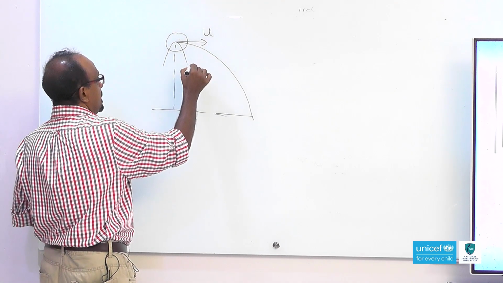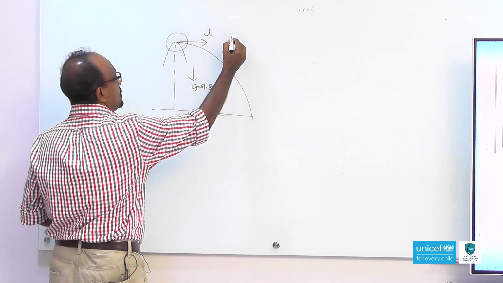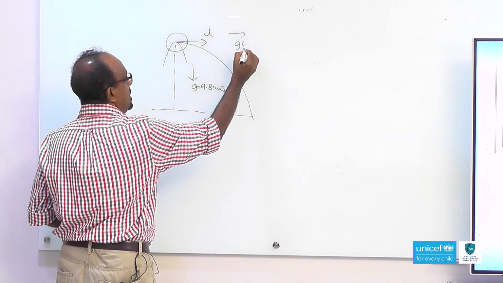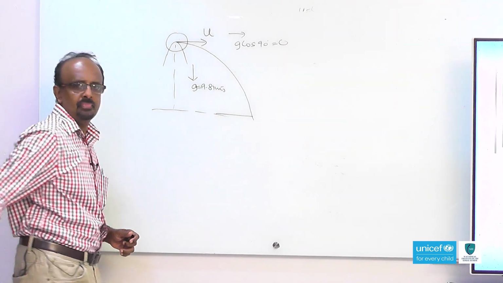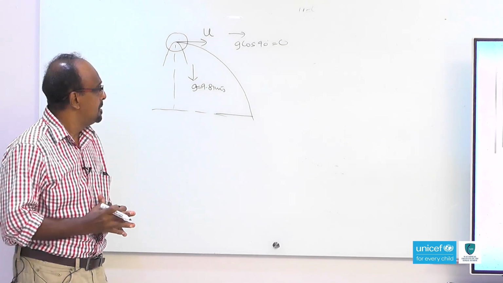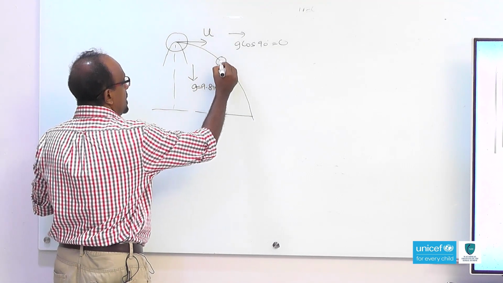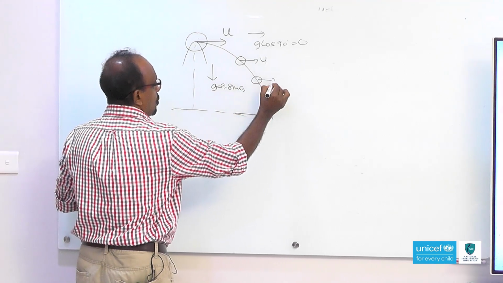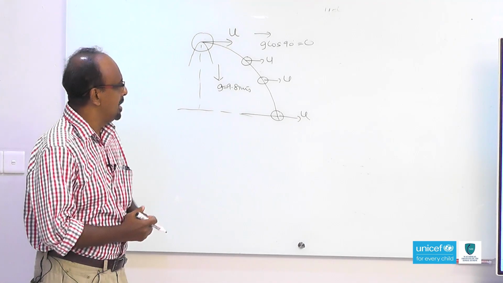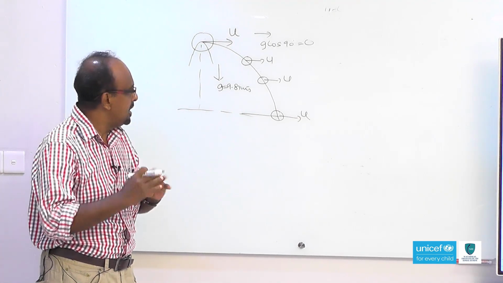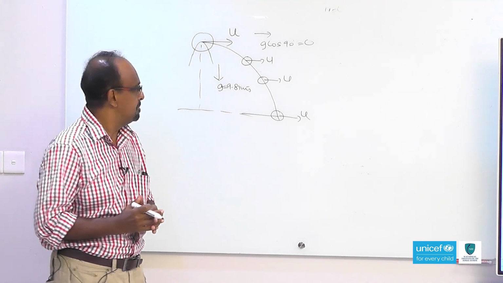We know that the downward acceleration is 9.81, then the horizontal acceleration will be g cos 90, that is 0. So during projectiles, we can see that the horizontal acceleration is 0. Therefore, the body is moving horizontally with constant velocity. When it falls to the ground also, the horizontal velocity will be u. There won't be any change in horizontal velocity because we are neglecting air resistance.